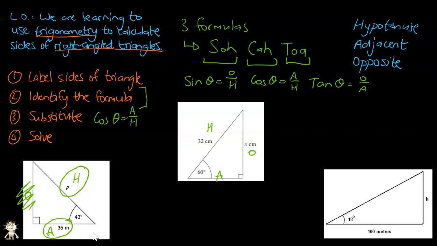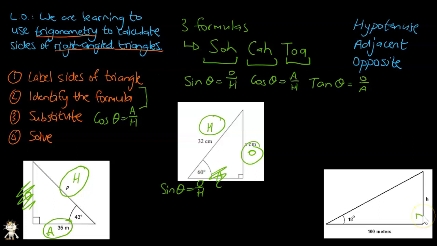We now need to think which side don't we care about? We don't care about the A there, but we do care about the O and the H. So based on O and H, we're going to be using the sine formula, because the O and the H are in SOH. So let's write down our formula below: sine angle equals O over H. And again, we're going to leave that. We'll move on to the next triangle.